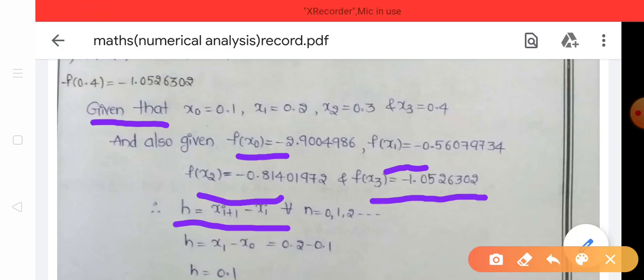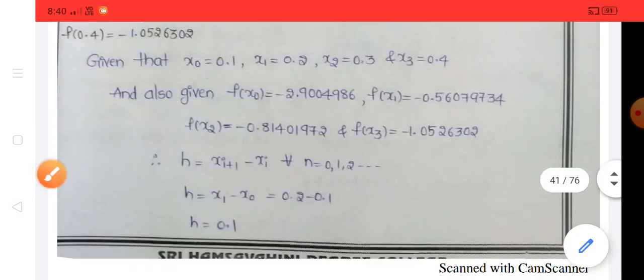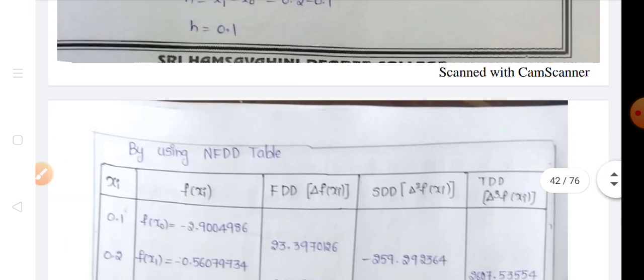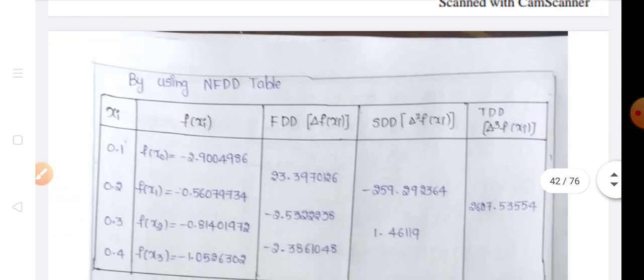h equals x i, for all i equals 0, 1, 2 and so on. Substitute i equals 0. h equals x1 minus x naught equals 0.2 minus 0.1. h equals 0.1. By using Newton's forward divided difference table.